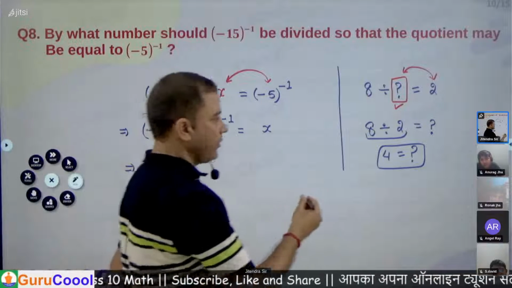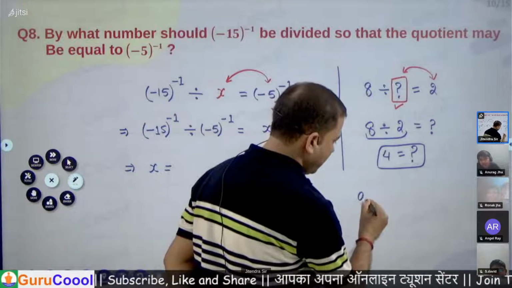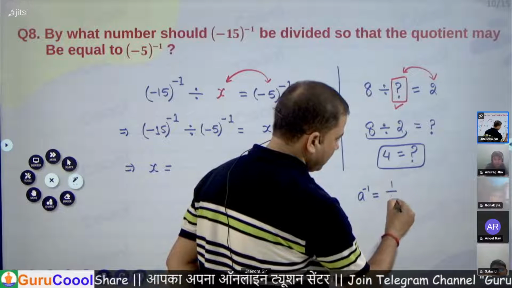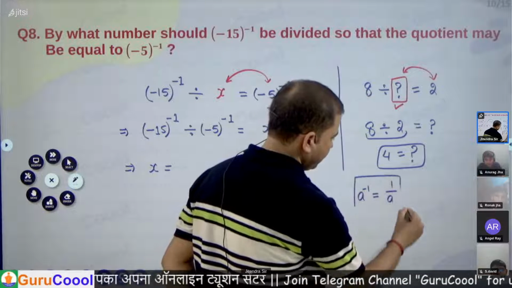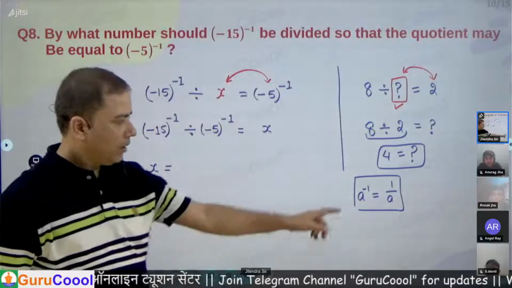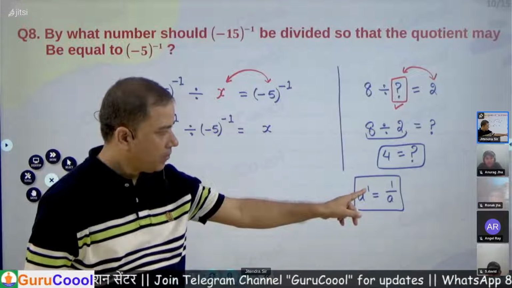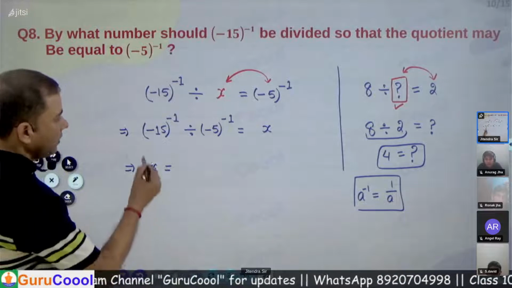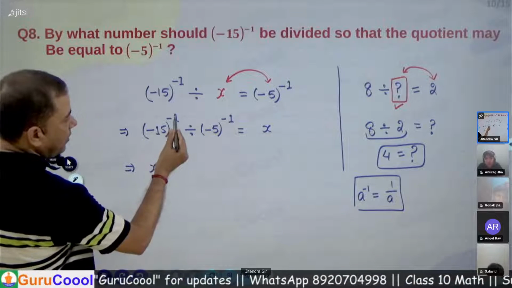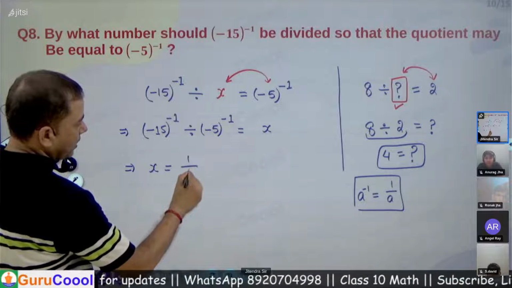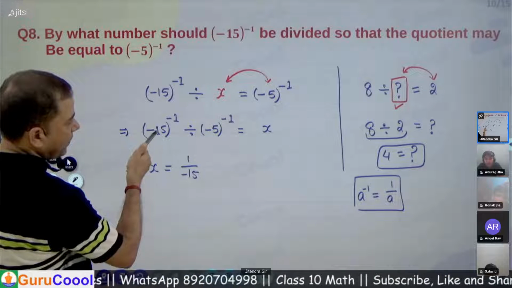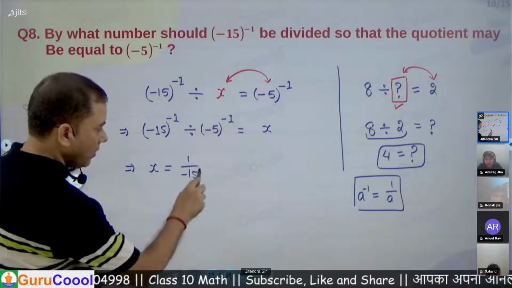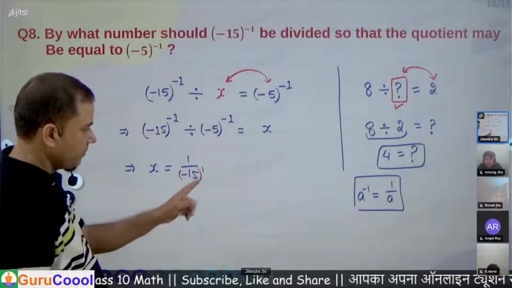There is a rule of exponent, law of exponent: a power minus 1 is equal to 1 by a. You know this? Any number having negative power goes to the denominator and the power becomes positive. So minus 15 power minus 1 will be 1 by minus 15. Minus 15 came to denominator and the power is positive. Power is 1 here, hidden.